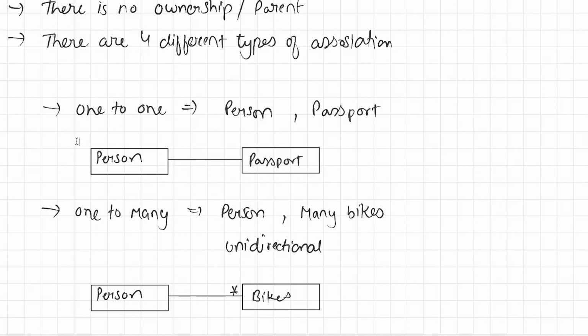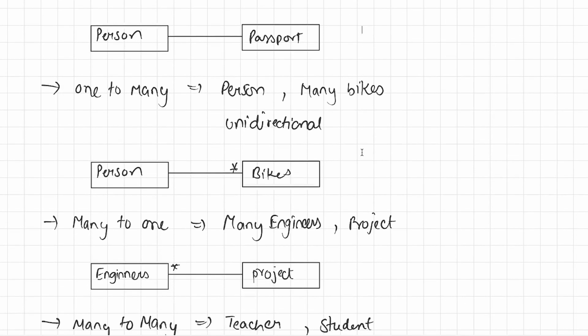So we have a person class over here and we have a passport class over here, and there is a straight line between these two entities, which represents that this is a one-to-one relationship, or there is an association between passport and person. Okay, I hope this relationship is clear to you. Now let's move on to the next relationship, that is one-to-many relationship. In this relationship, one entity possesses another entity that is more than one. So let's say person is an entity and this person has many bikes.